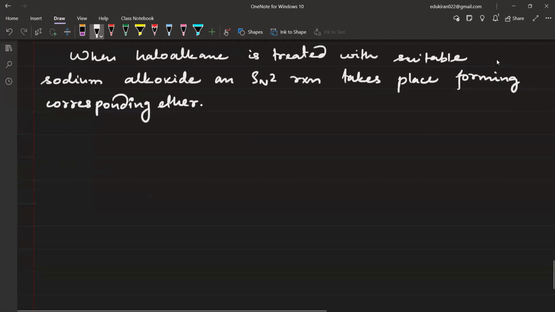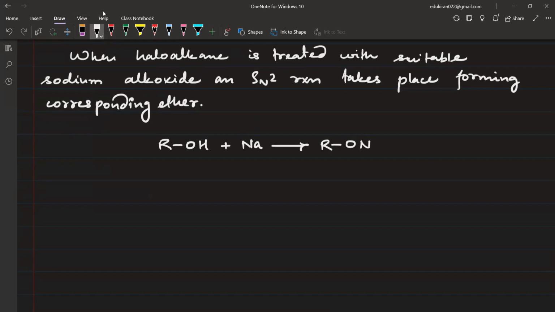I hope everyone has written. Now please see. Haloalkane is treated with suitable sodium alkoxide. The first pitfall for you is sodium alkoxide. What is it? Please see. If you react alcohol with sodium, not sodium hydroxide, only sodium, you will get sodium alkoxide, RONa, plus H2 gas. That is a different thing.